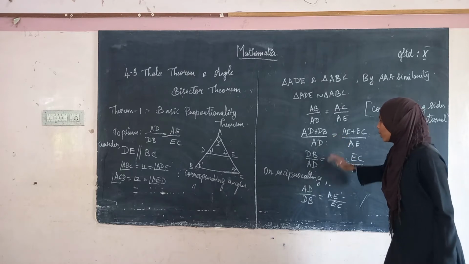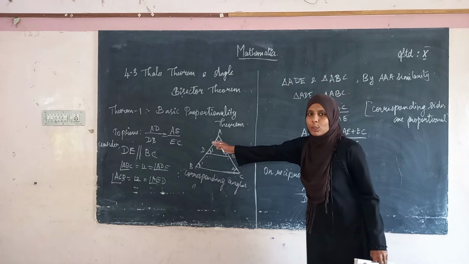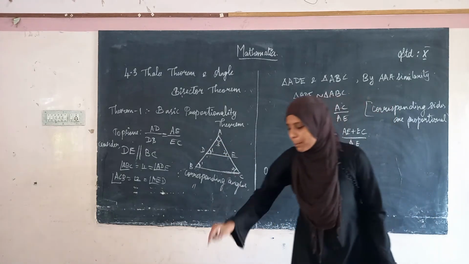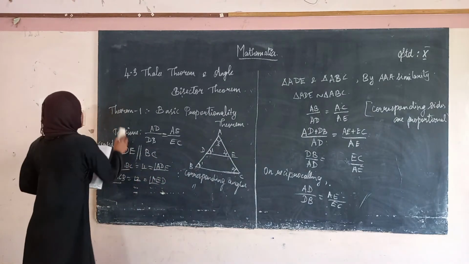On reciprocating, what did we get? AD divided by DB is equal to AE divided by EC. This is what you have to prove. Hence, we have proved the basic proportionality theorem. And after that, they have given some corollary. See that.